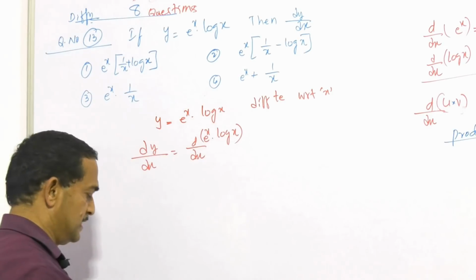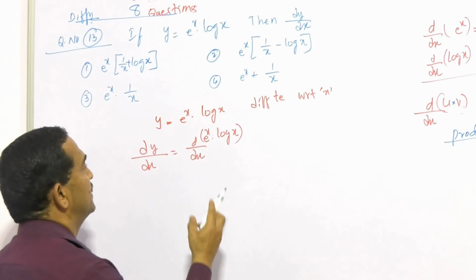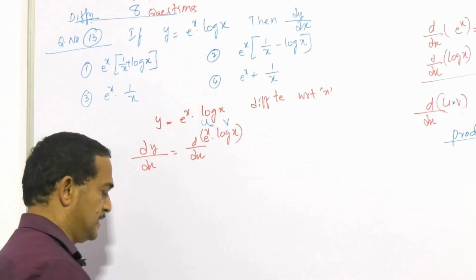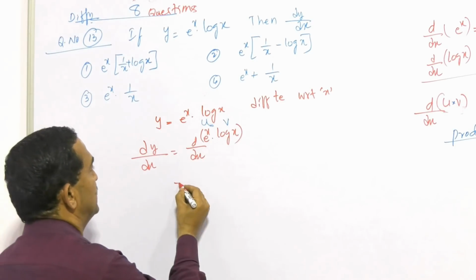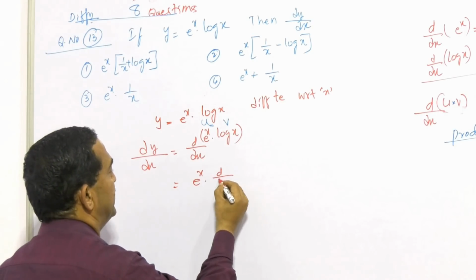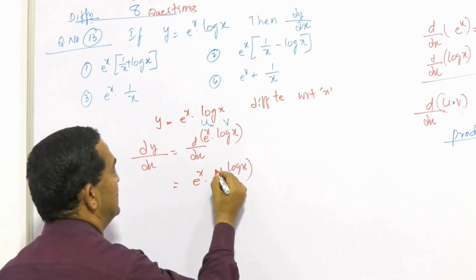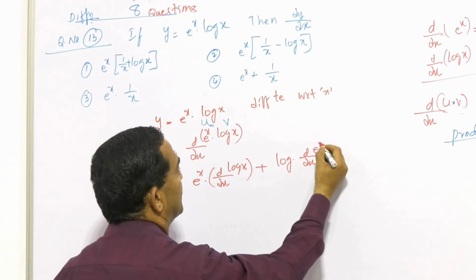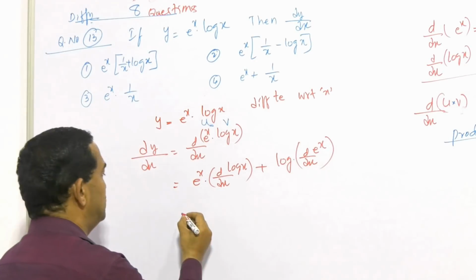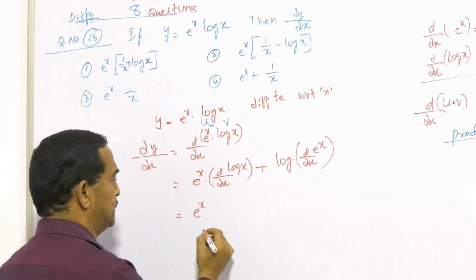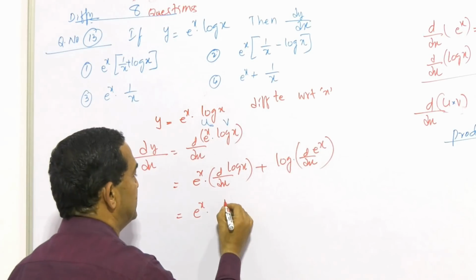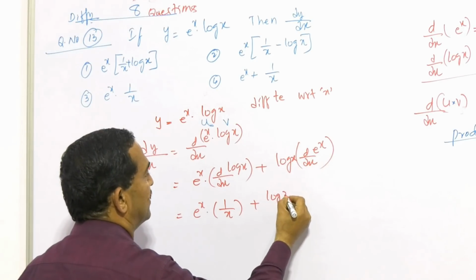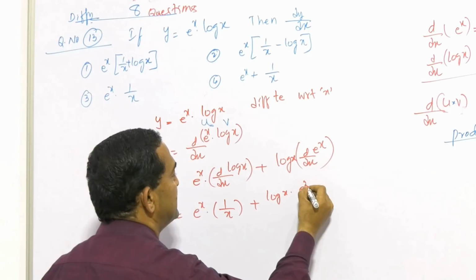See here, according to the problem, what is u and v? This e to the power of x is u and this log x is v. According to the formula, if I substitute these values, that is e to the power of x into d by dx of log x, plus log x into d by dx of e to the power of x. So this is e to the power of x into the differential of log x, which is 1 by x, plus log x into the differential of e to the power of x, which is e to the power of x.